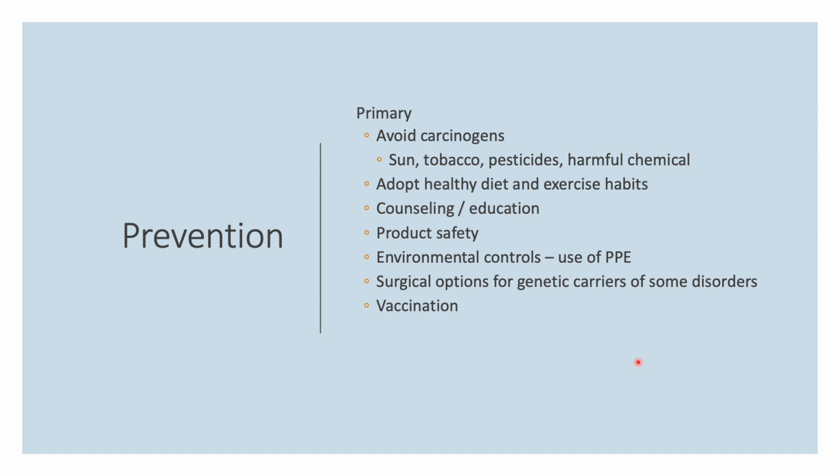Surgical options for some genetic carriers would be a form of primary prevention. So if you're female and you had a BRCA1 or 2 gene, you would consider having bilateral mastectomies and having your ovaries and tubes taken out. So a whole hysterectomy is what would be done. You're doing that as a preventive measure.